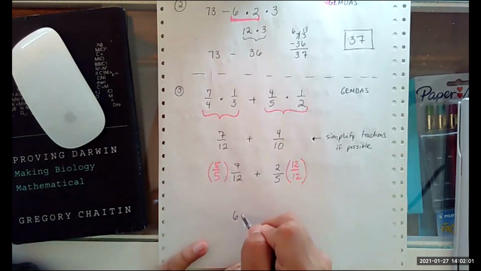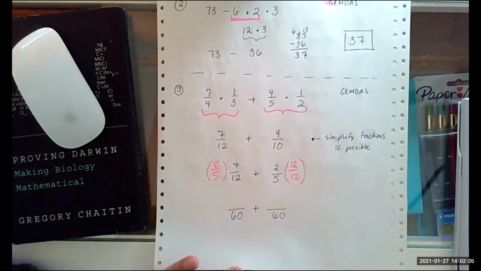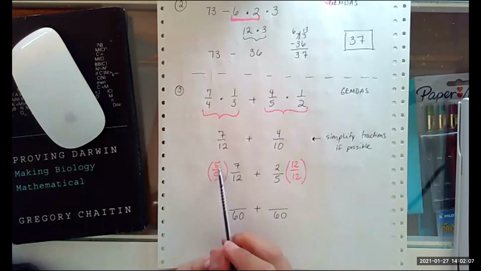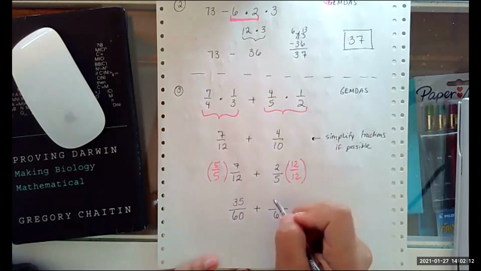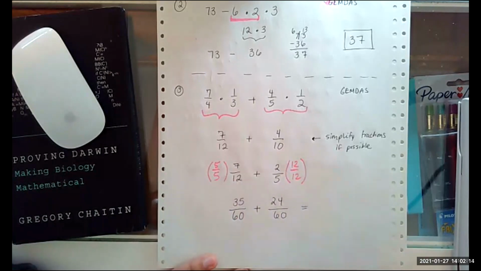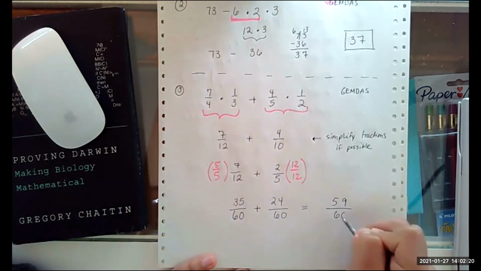So I'll have something over 60 plus something over 60, and that's the common denominator we're looking for. So we have 5 times 7, which is 35, and 2 times 12, which is 24. And we can go ahead and add that up. 24 and 35 is going to be a 9 and a 5, so 59 over 60.